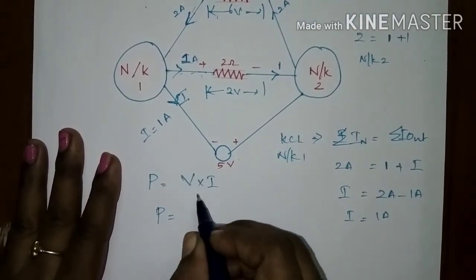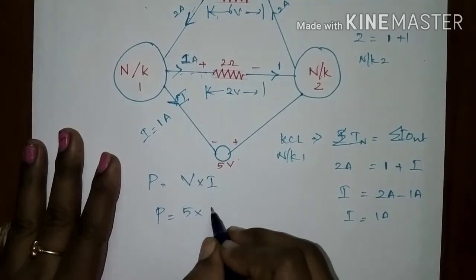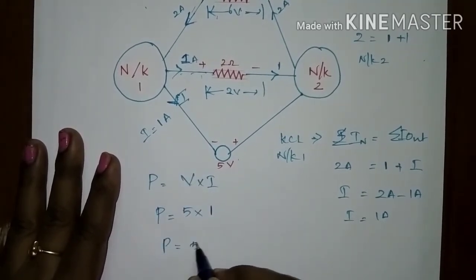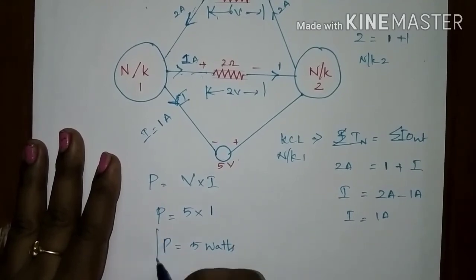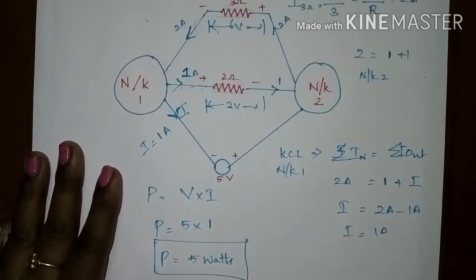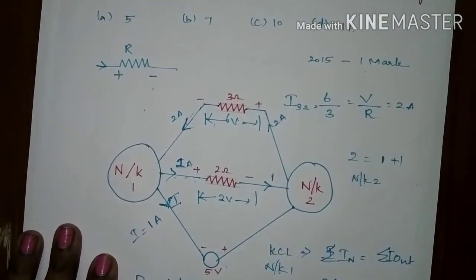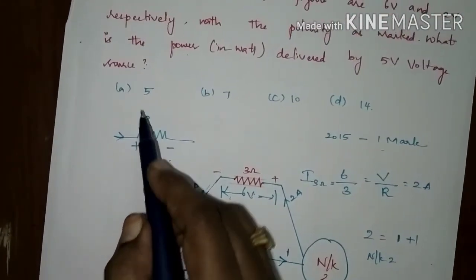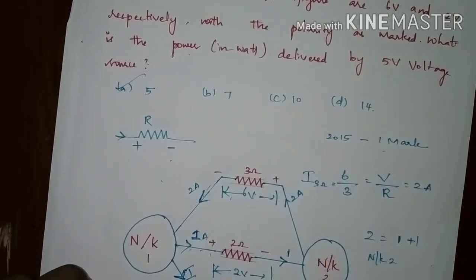So, power is equal to voltage 5 volt times the current 1 ampere. So, power is equal to 5 watts. The power delivered by the 5 volt source is 5 watts. So, the option is A. Understood?